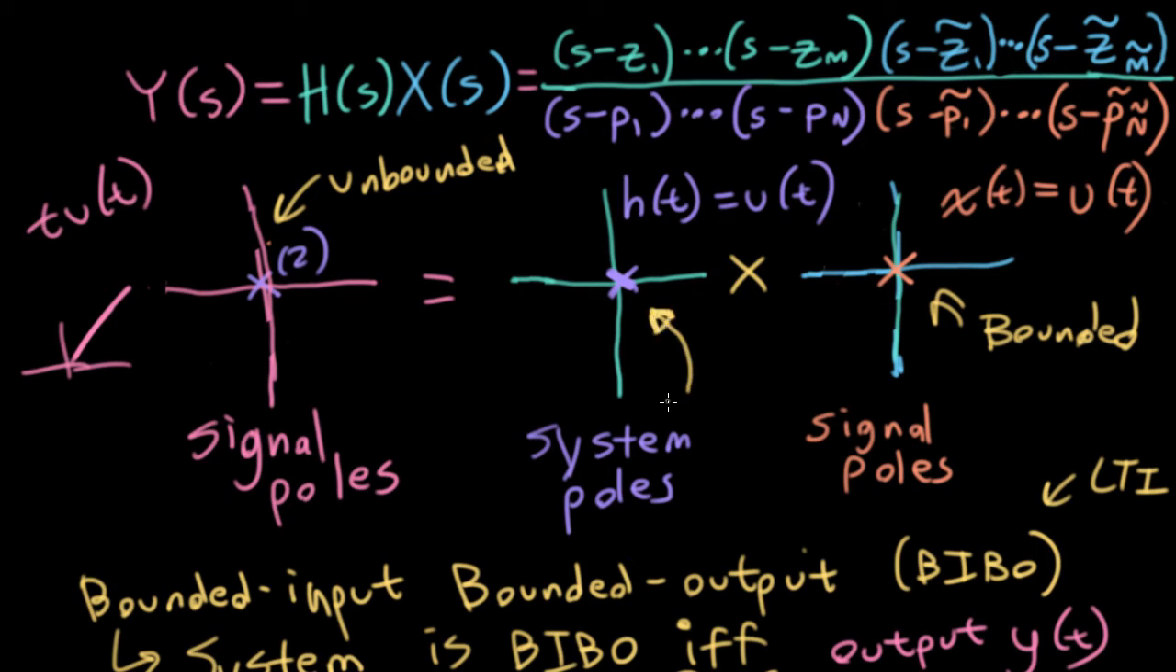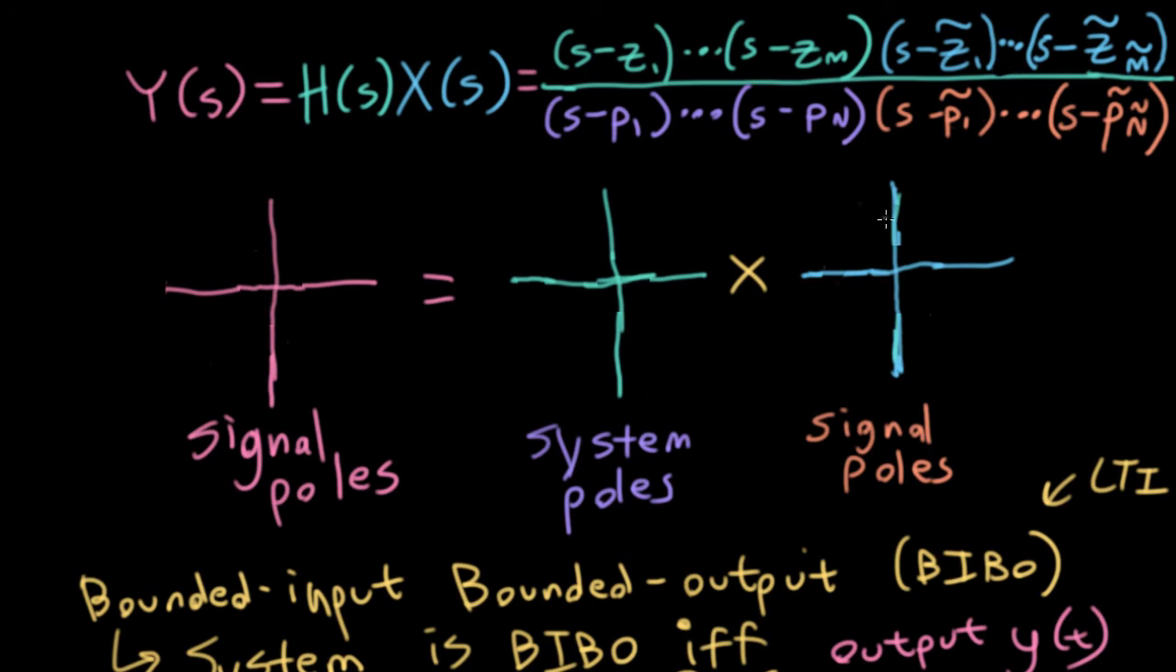Now, a bit of a preview. We will have a name for this particular case where you might have some poles on the left-hand side, you definitely don't have poles on the right-hand side, but you have poles on the imaginary axis. That's called marginal stability, and we'll come back and talk about that a little bit more later.